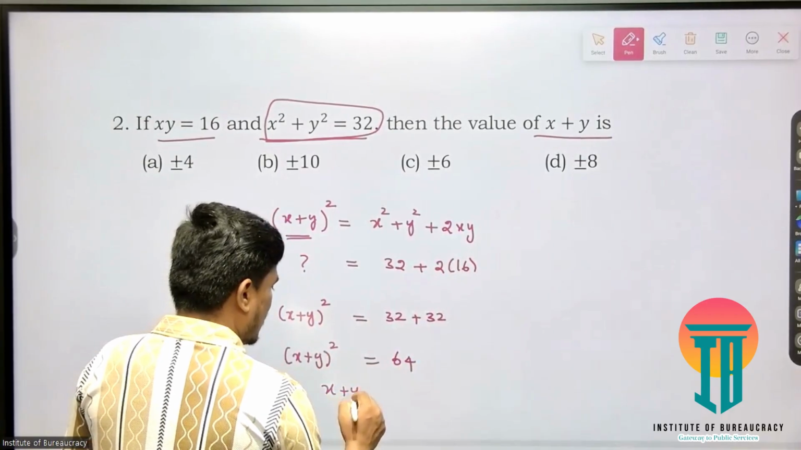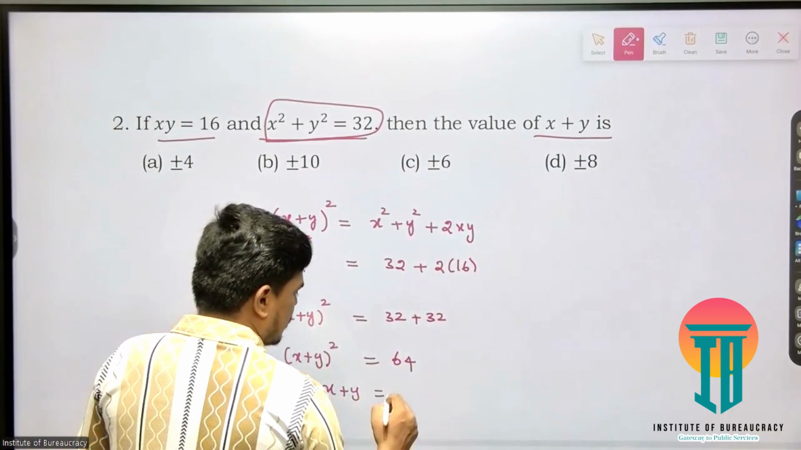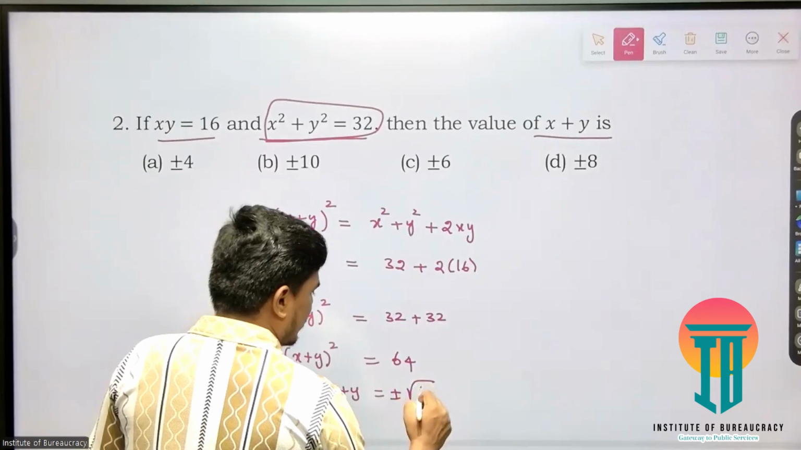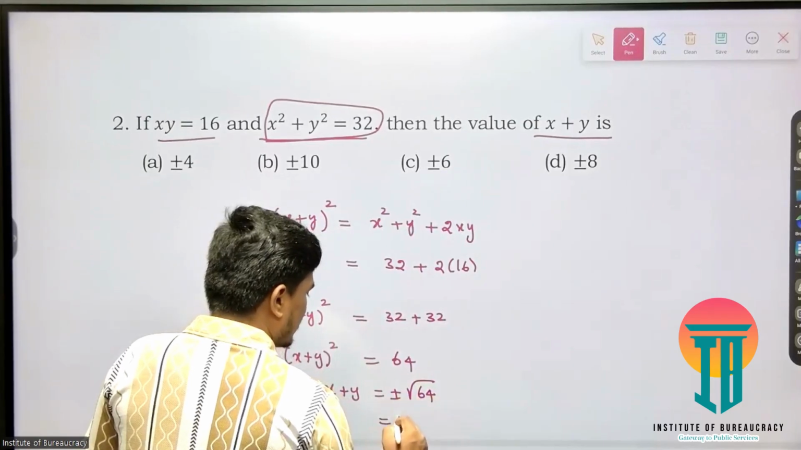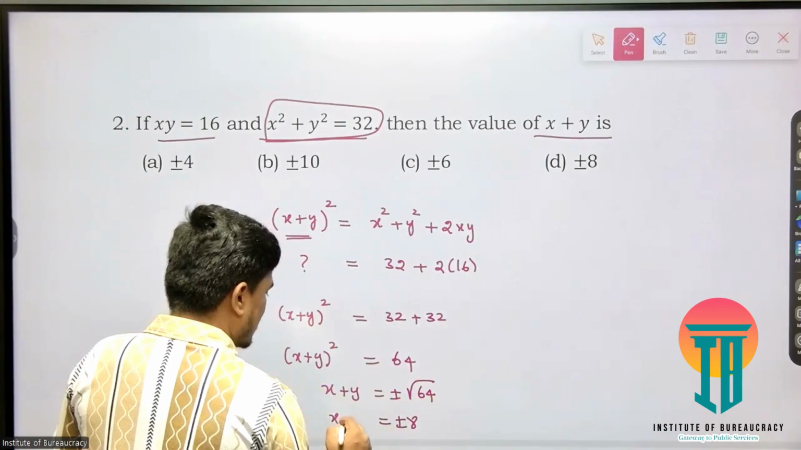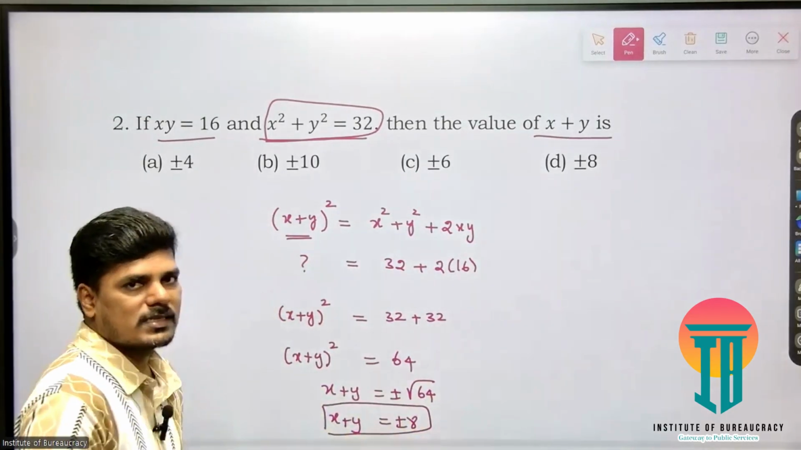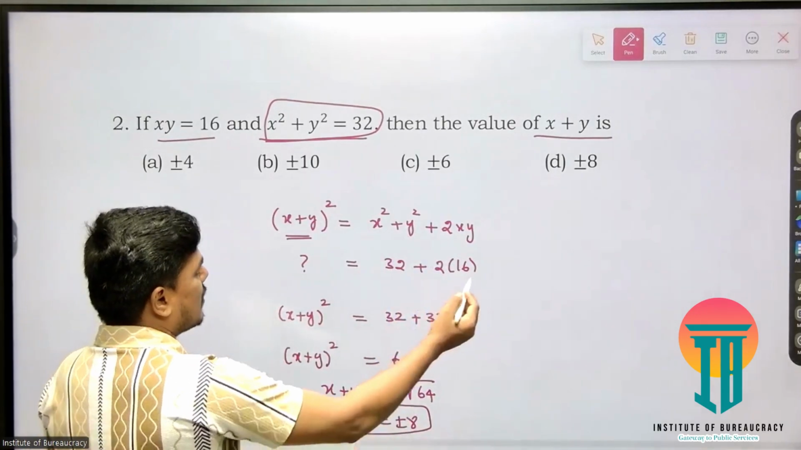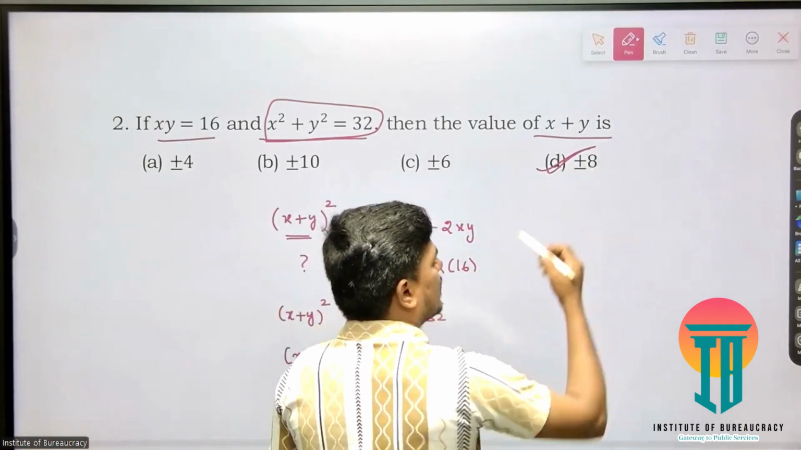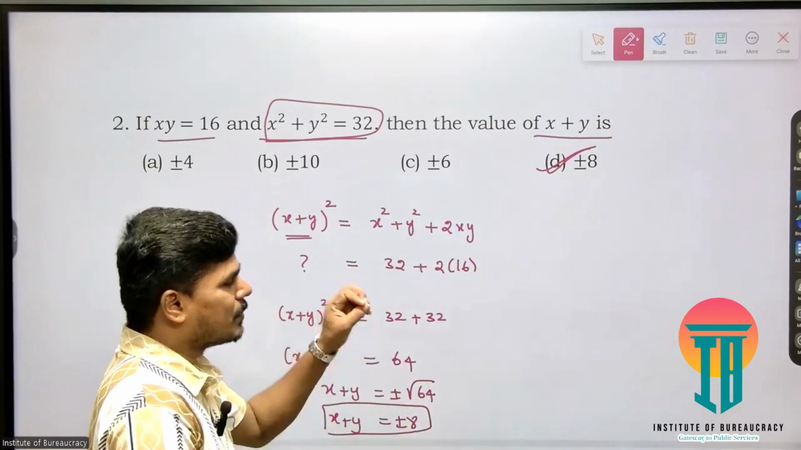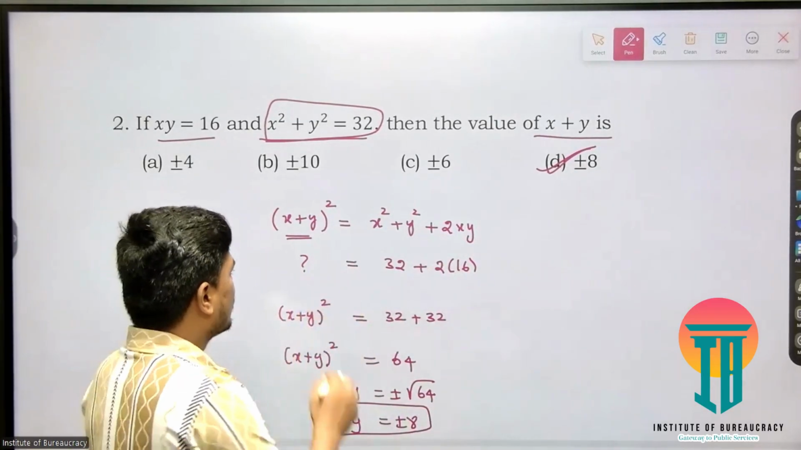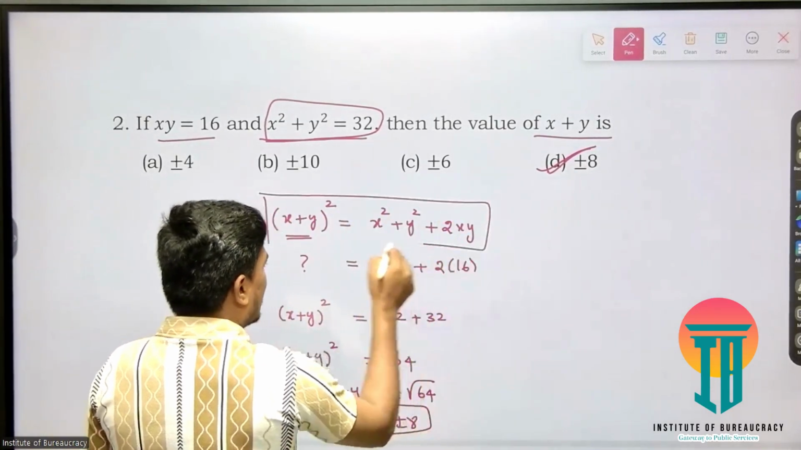So x plus y is going to be plus or minus the root of 64, which means plus or minus 8. The square root of 64 is 8, so x plus y is plus or minus 8. Option D is the answer for this question. This is a simple, identity based question, using the basic identity.